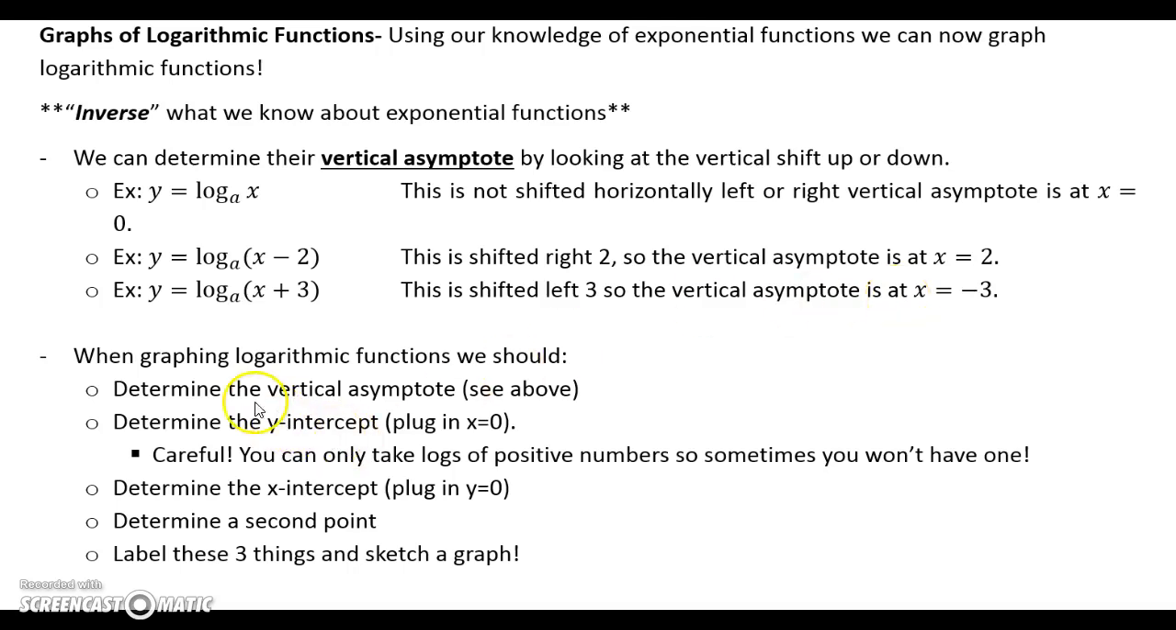Similar to what we did graphing before, we're going to find the vertical asymptote and the y-intercept. Sometimes you don't have a y-intercept though, because you can only take logs of positive numbers. For example, if we look at this example of log base a of x plus 3, if I somehow get a negative where the x plus 3 is, then I cannot have that. Okay, find the x-intercept, determine a second point, and then label and sketch. So asymptote, x and y-intercepts, label and sketch.